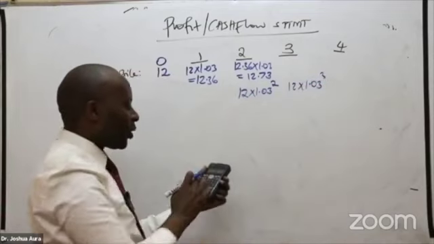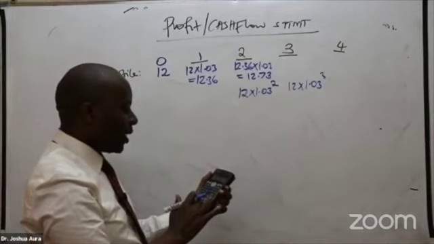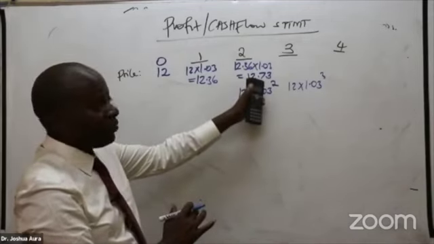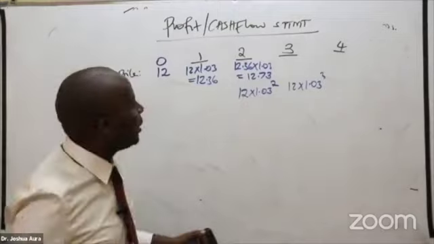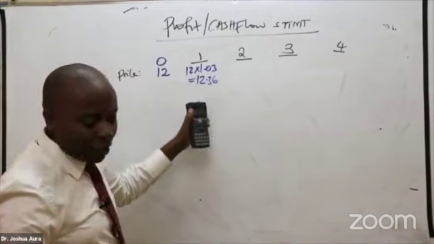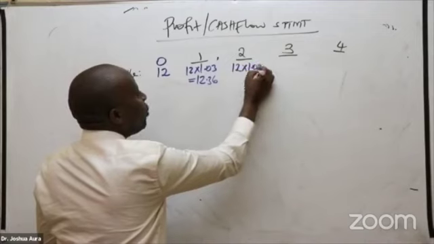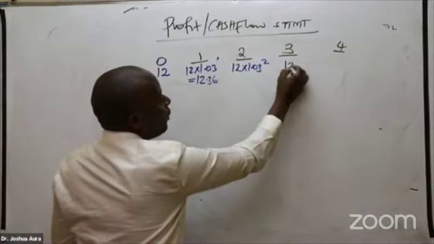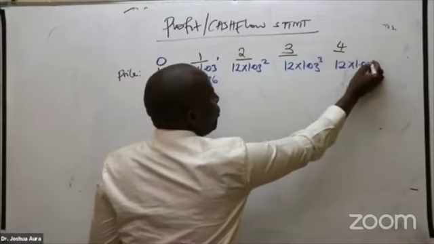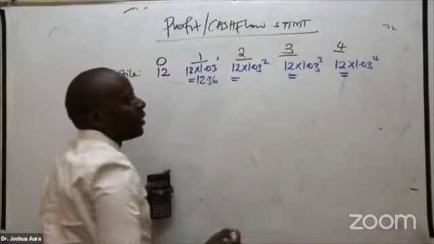If you try this, just try, you'll see 12 times 1.03 raised to power 2 gives exactly this figure here. So what I will do is begin with 12, then end of year 1 will be 12 times 1.03 raised to power 1. This will be 12 times 1.03 raised to power 2, this 12 times 1.03 raised to power 3, and this 12 times 1.03 raised to power 4. So please give us these figures.